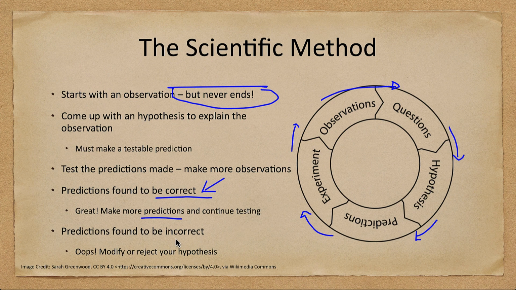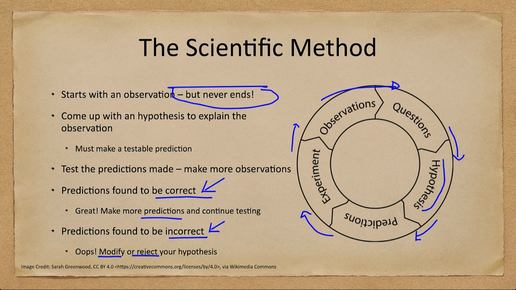Now if you find things to be incorrect, well, that's a little bit of a problem. You may be able to modify your hypothesis. Maybe you can make some adjustments that will fit this data, and we'll look at some examples of that over the course of the semester. Although sometimes it's just so bad that you actually have to stop and reject your hypothesis and come up with a new hypothesis to continue this cycle. So you may be able to adjust your hypothesis, or you may have to completely change it to move on, depending on the observations that you make.